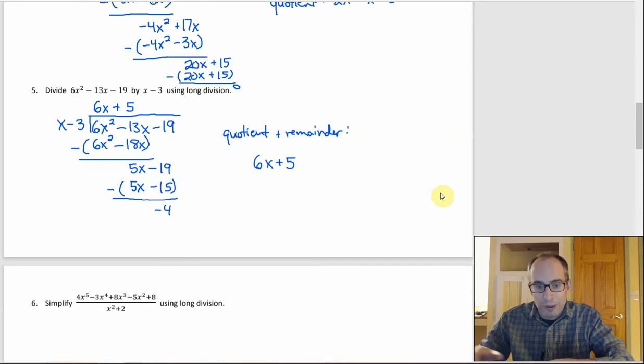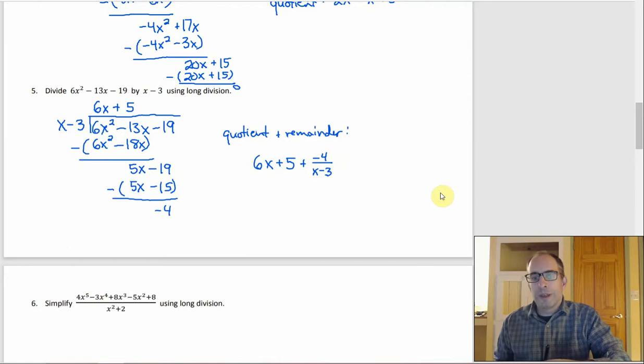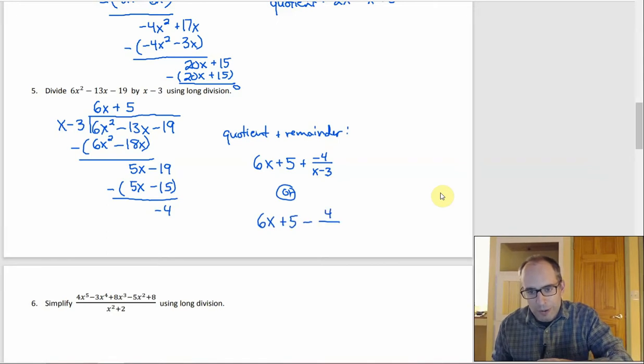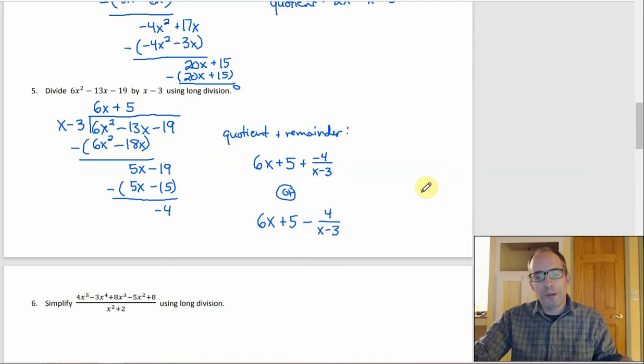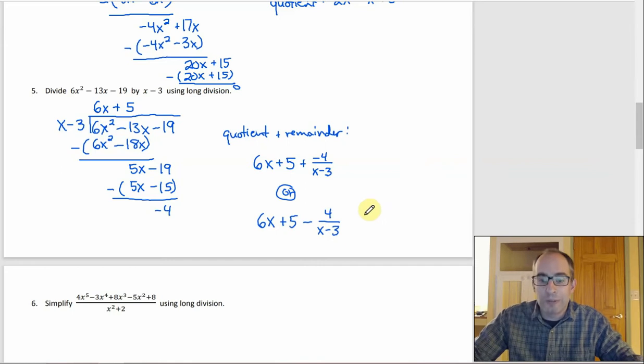We're going to do the same thing. So we have a remainder of negative 4. So we're going to write it as plus a negative 4 over the divisor, which is x minus 3. So like that, or if you want to rewrite this part instead of plus and negative, just as subtraction: 6x plus 5 minus 4 over x minus 3. That would work too.